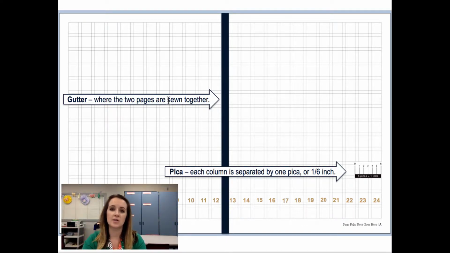How we measure things in yearbook is not by inches or centimeters or millimeters. We use a measurement called a pica. When you look on Yearbook Avenue, each column that you're going to see is separated by one pica. One of these little squares is a pica, and a pica is roughly 1/6 of an inch. So make sure in your notes that you have down what a pica is and what it is proportional to our usual metric system in normal life.